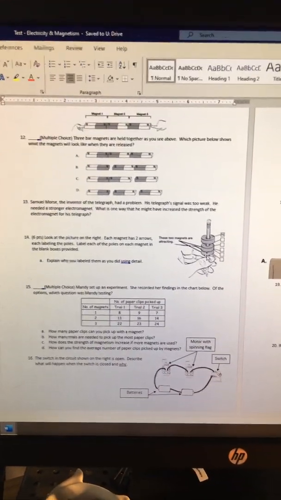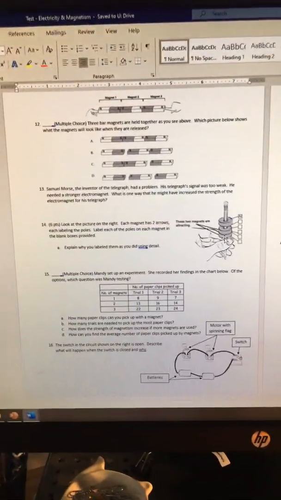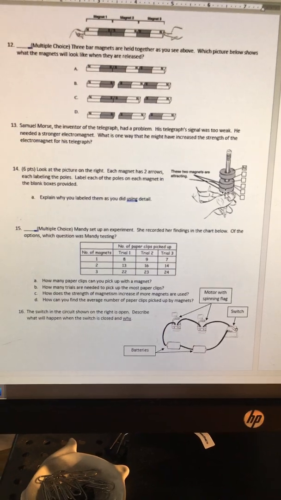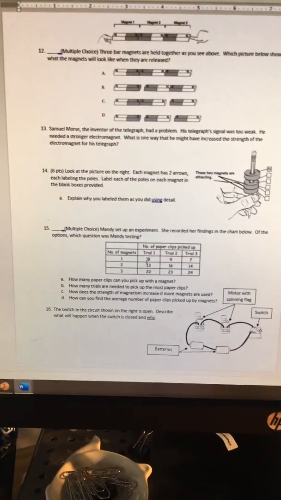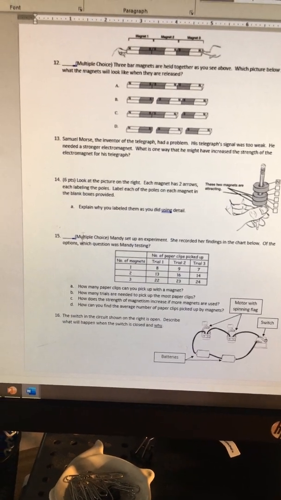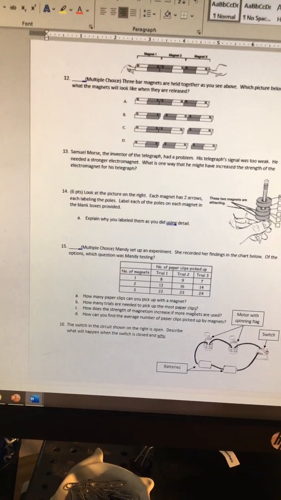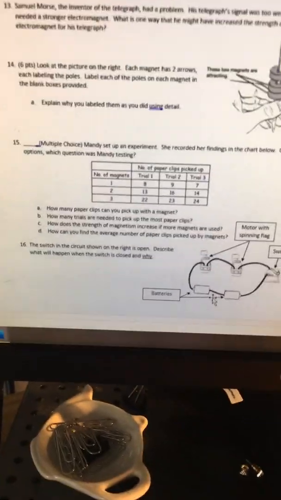So using detail, you guys can't just say, oh, this one's north, so the rest are the same. You guys need to tell me why they are like that, okay? And how do you know, what made you guys decide to label them as you did? Okay, number 15, you guys are looking at paper clips picked up with an electromagnet. So multiple choice on that one. I'll let you guys figure that one out yourself.